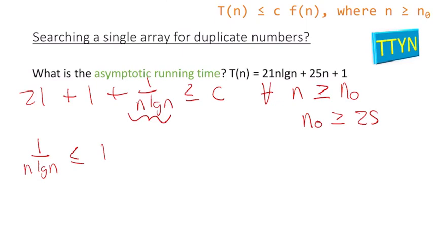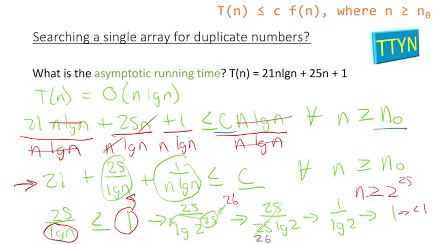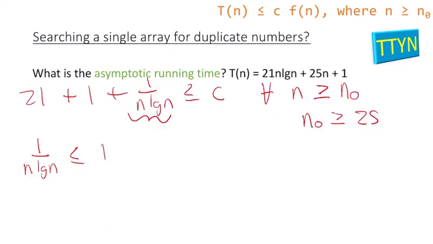Oh, I made a mistake here, didn't I? I said that n has to be greater than or equal to 2 to the 25th power, not 25. So that's 2 to the 25th power. Sorry. I knew something didn't look quite right there.